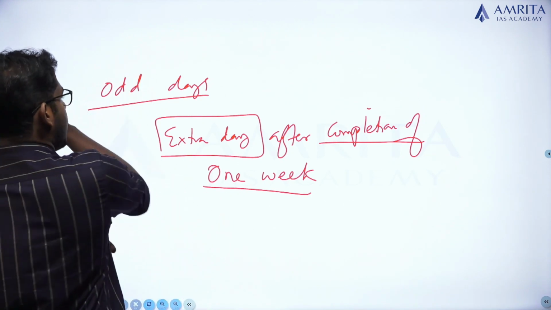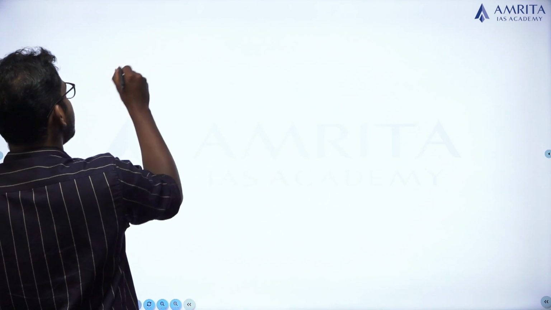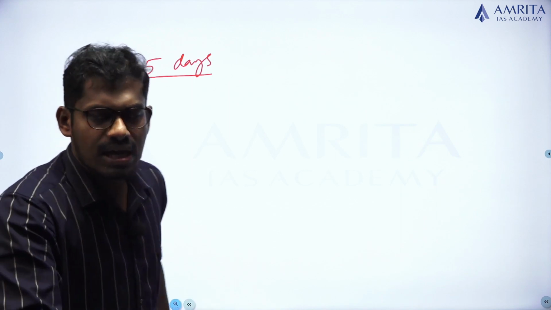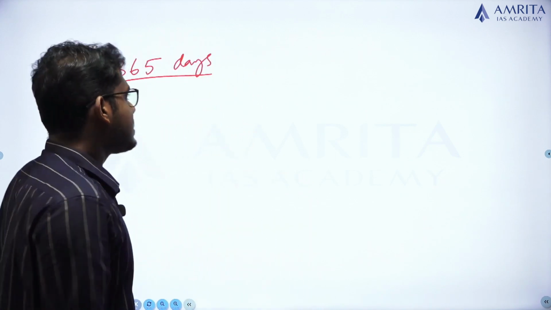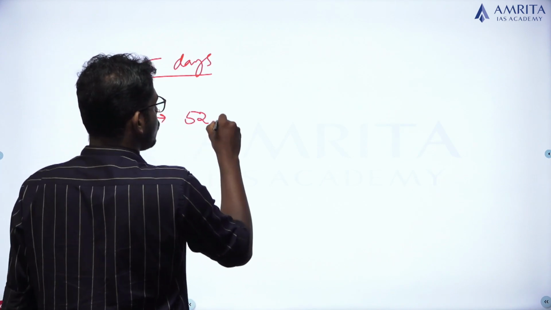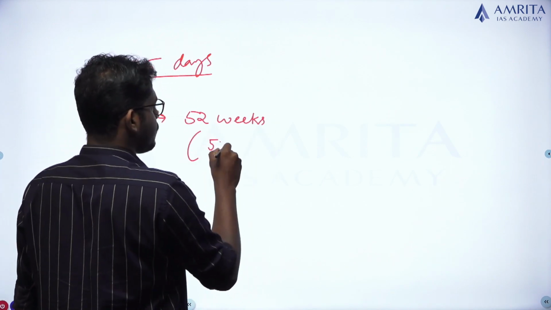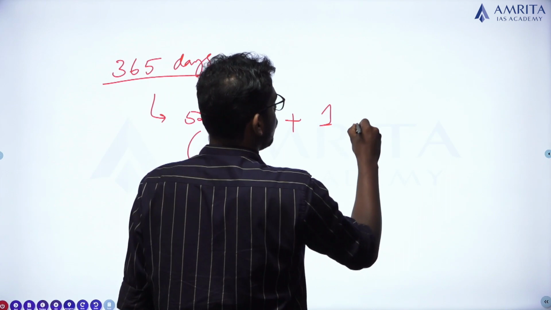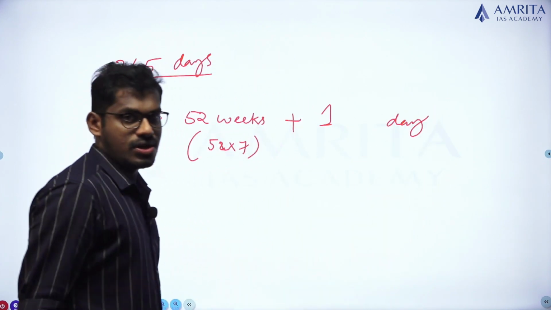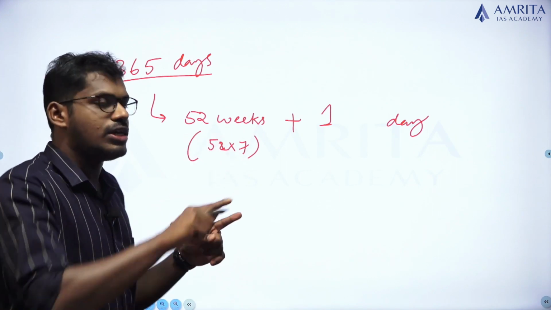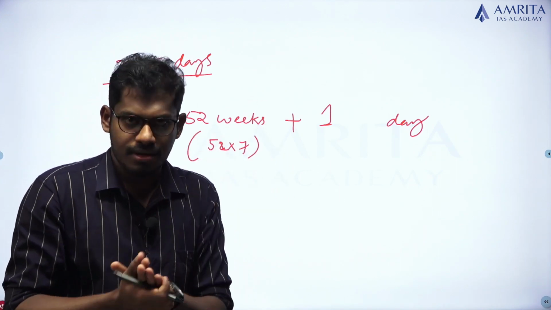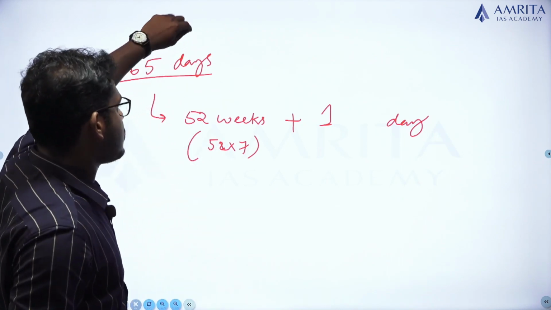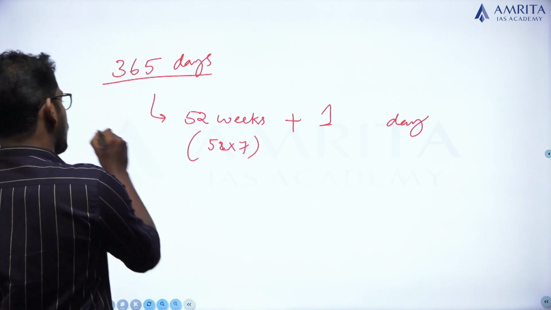For example, let me say a normal year contains 365 days, right? 365 days implies 52 weeks, in the sense 52 into 7, 364. 52 weeks plus 1 day. So these 365 days imply 52 complete weeks plus 1 day. Clear? Okay.